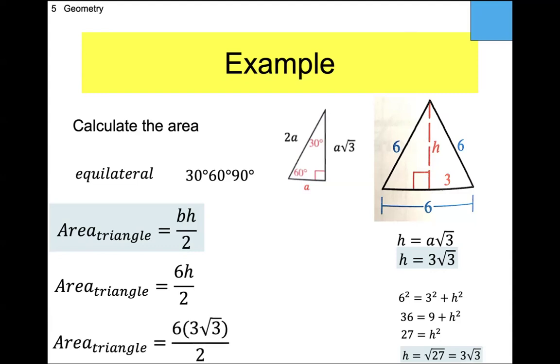All right, so take 3 root 3, toss it in. 6 times 3 is 18. 18 divided by 2 is 9. So we get 9 root 3 square units.